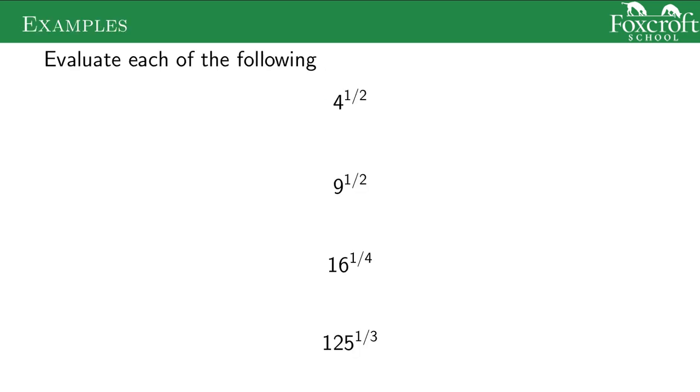All right, so evaluate each of the following. So all these don't really make sense as an exponent. So pretty much all of these we're going to rewrite using our root. 4 to the 1/2 is the same as the square root of 4. Just two ways of writing the same thing. But we can figure out the square root of 4, that's 2, because 2 times 2 is 4. 9 to the 1/2 is the same as the square root of 9. And the square root of 9, what times itself equals 9? That's 3.